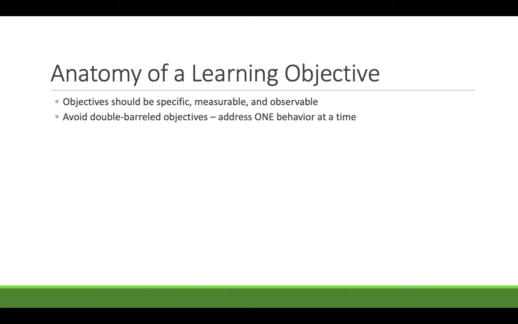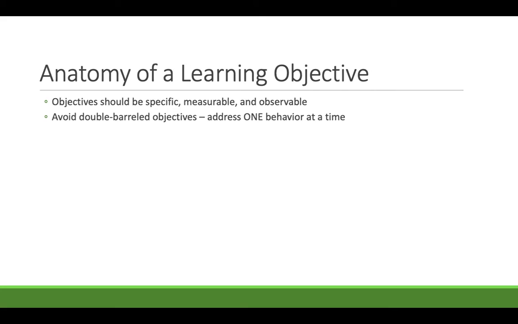When you write learning objectives, avoid what are called double-barreled objectives. Address one behavior at a time. That means any learning objective should only have one verb in it. If you have 2 verbs in it, write another objective. You should have 2 objectives, okay? Only one verb per learning objective. You can have all the learning objectives you want, but it makes it easier to measure and to design around if you only have a very simple learning objective.